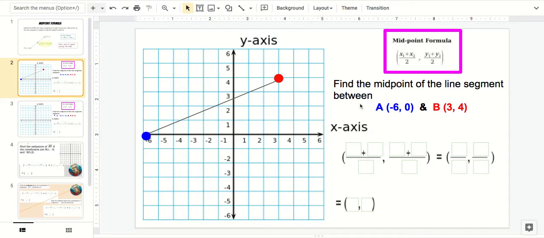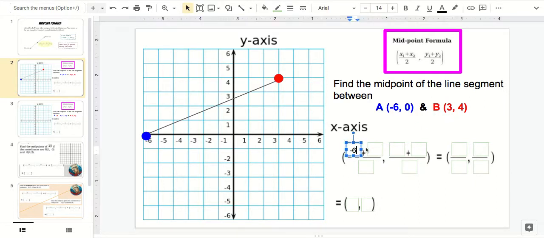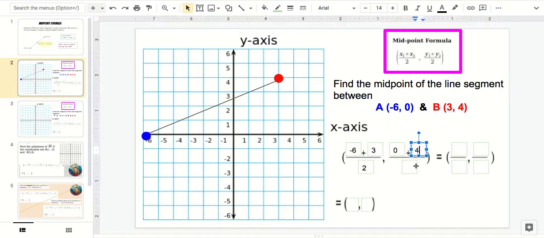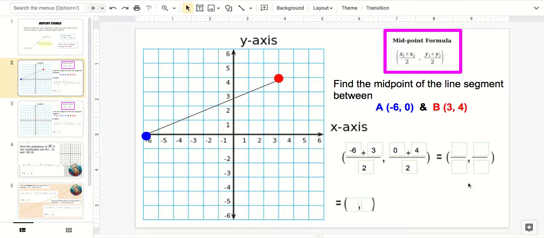On this graph, you will see that I've copied the midpoint formula at the top, but also I would like for you to find the midpoint of this line segment between points A and B. What we have to do for the midpoint formula is add together my two x values first. My first x value is -6. My second x value is 3. After I add them together, I want to divide by 2. I'm going to do the same thing with my y values of 0 and 4. Separately, I'm going to add together 0 and 4, also dividing that by 2.